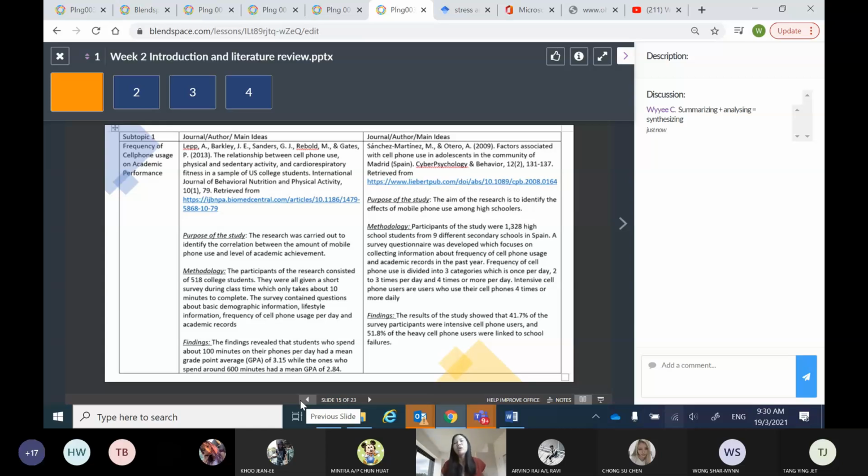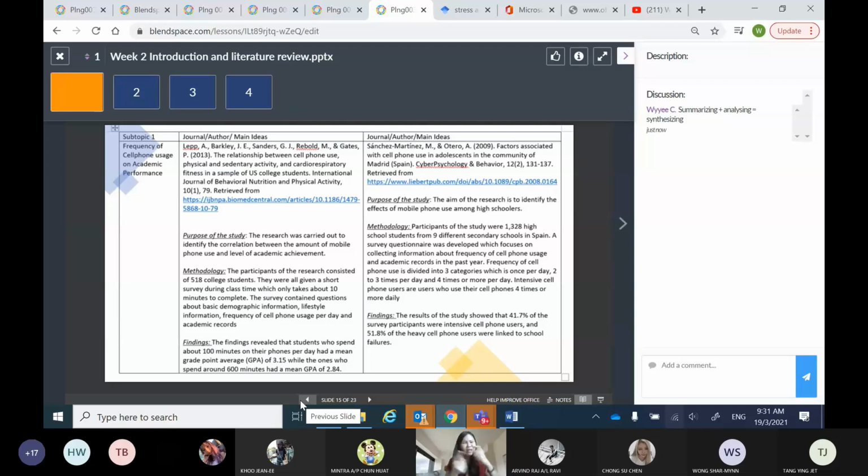Then you categorize them. So the first thing you must do is you need to read a lot of journal articles. After reading them, you need to take out the important information and put them in the synthesis matrix. Then after that, only you categorize them.